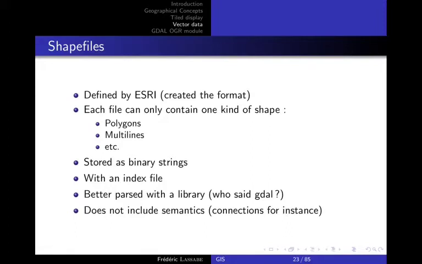And it does not include semantics, so you can have several lines to define roads, but the connections are not specified in the files. And sometimes, since the coordinates are in floating point values, it's hard to find the connections if the ends of lines are not exactly the same between two parts of roads or between two roads. So it's a bit complicated.